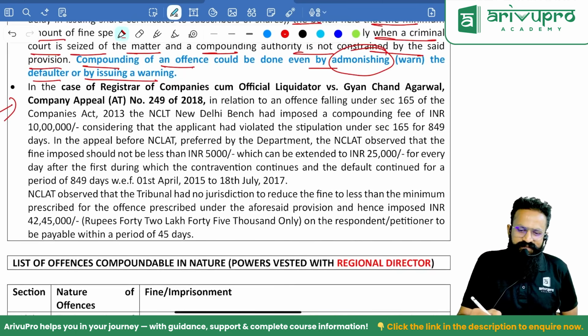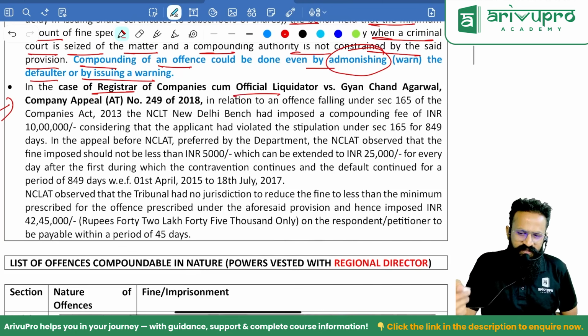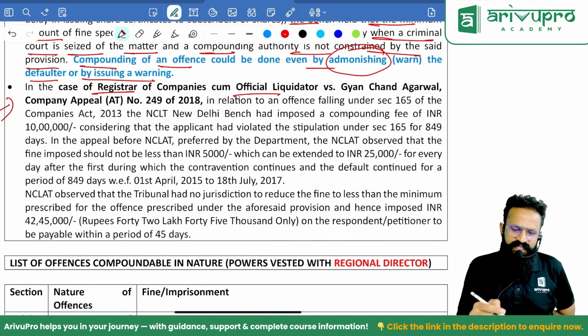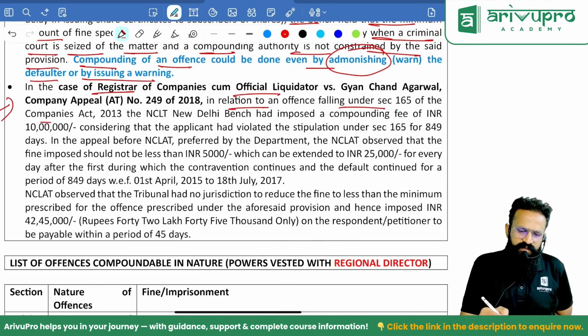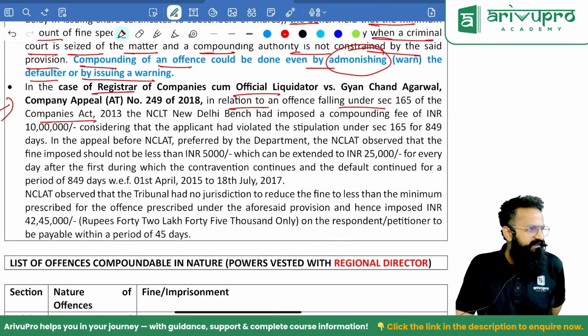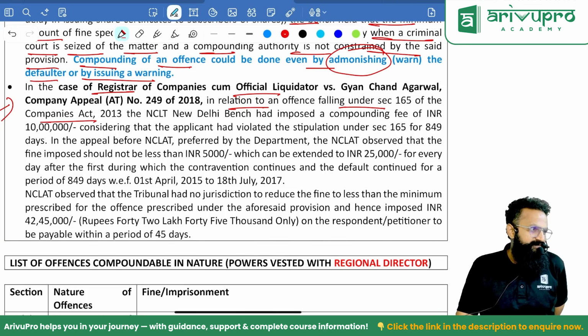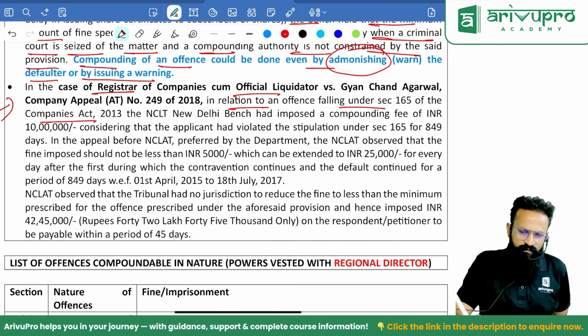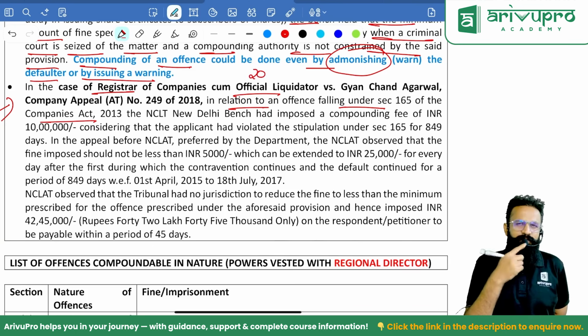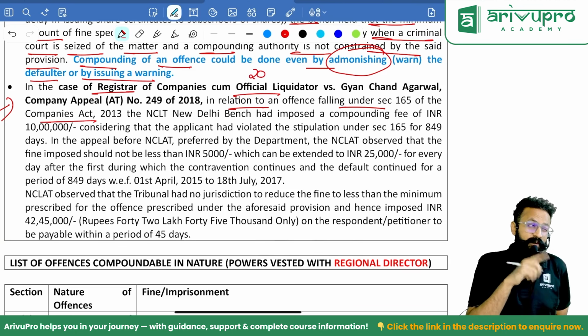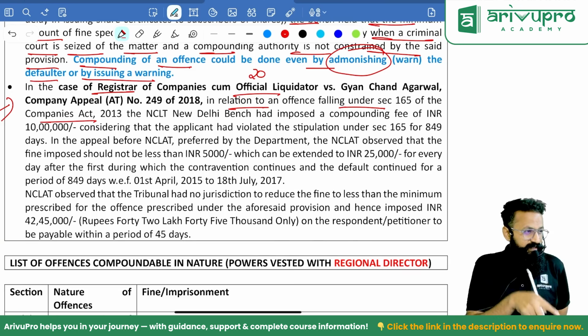Read. In the case of ROC cum Official Liquidator versus Gyanchand Agarwal, in relation to an offence falling under section 165 of the Companies Act. What is the offence under 165? Maximum directorships. A person can be a director of how many companies? Maximum is 20 companies. In that also there are subdivisions, if you remember. Public companies cannot be more than 10. Listed companies cannot be more than 7. Independent directors cannot be more than 3.